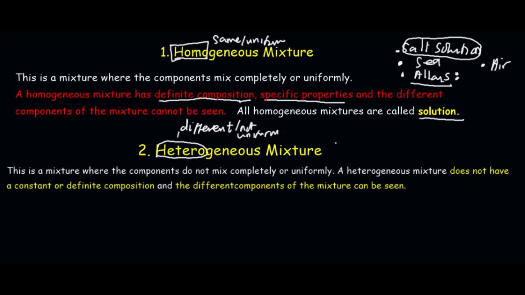An example is if you add oil to water, you realize that the two components of the mixture become separated. So we can know that this is oil and this is water. The fact that we are able to identify the different components makes it a heterogeneous mixture.